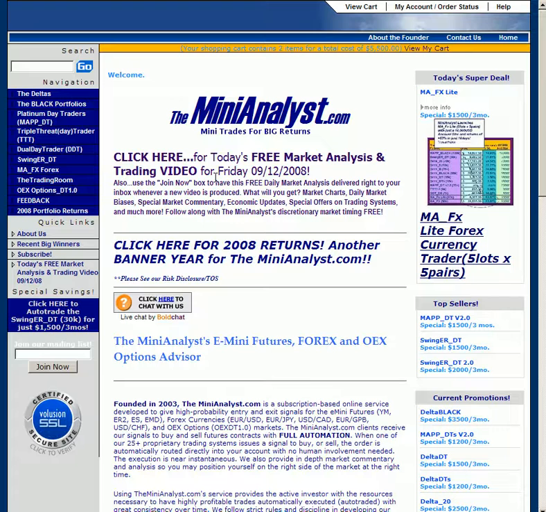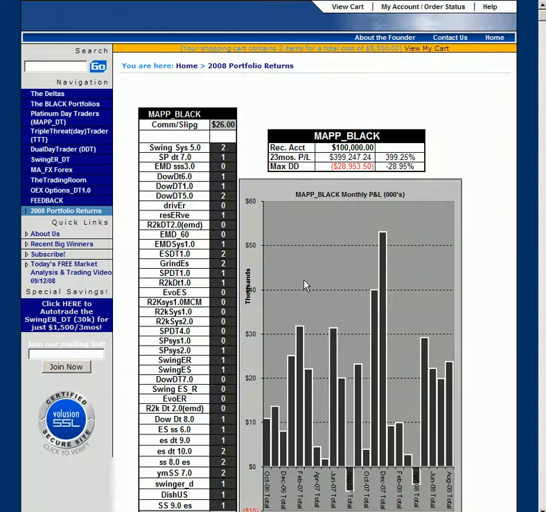Here you see the homepage, MiniAnalyst.com. Just go to 2008 updated portfolio returns. A lot of people just go through the products, and sometimes they miss this, even though it's right here as well. You can go either here or here. Click here for 2008 returns. Another banner year for the MiniAnalyst.com. We're going to go ahead and just flip there.